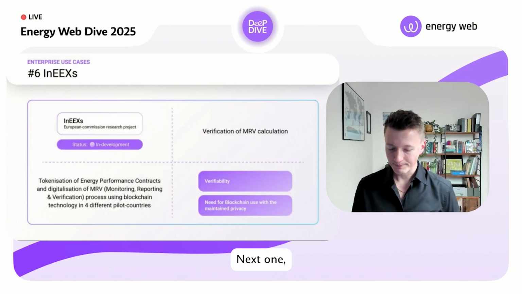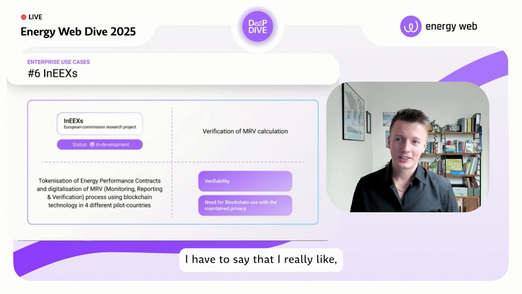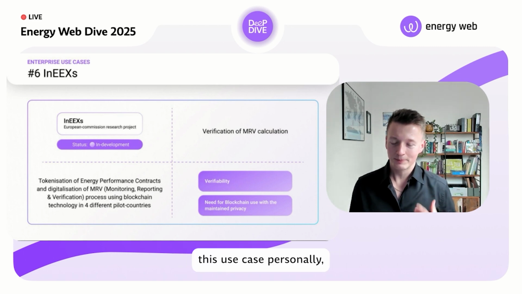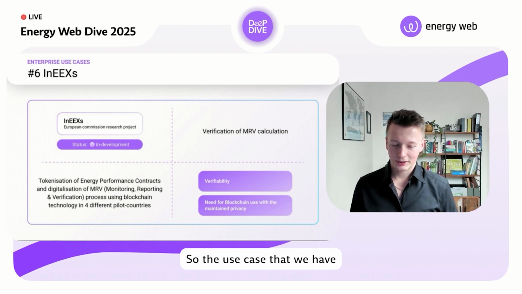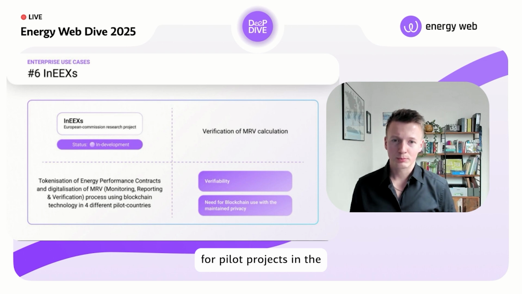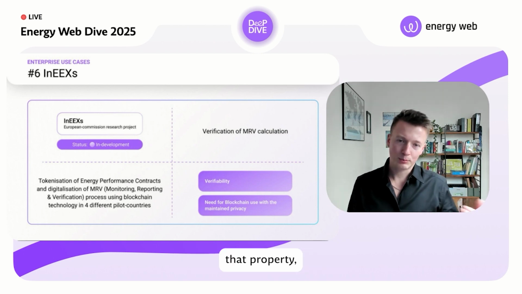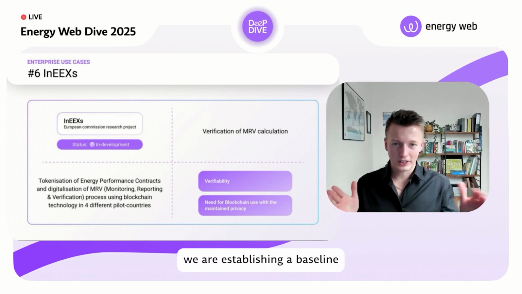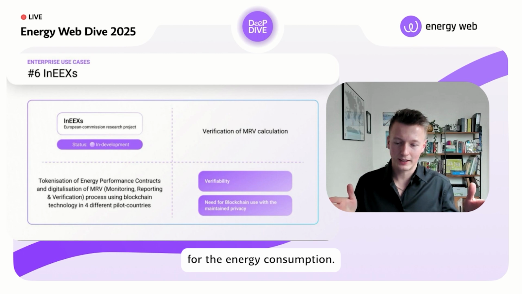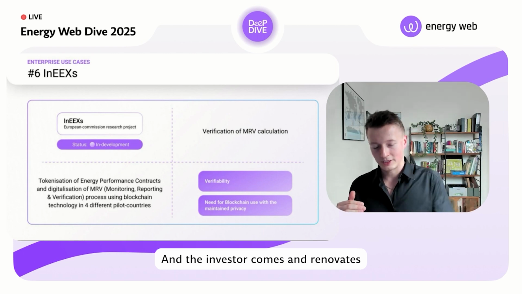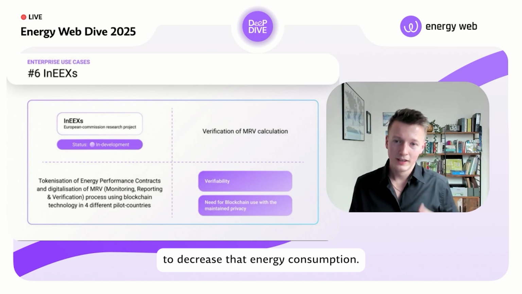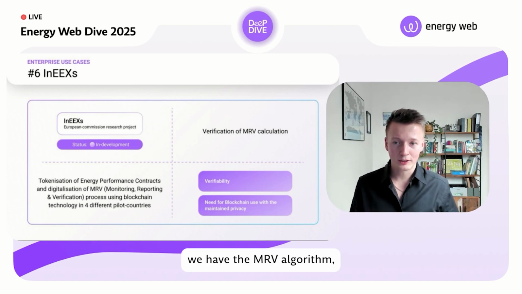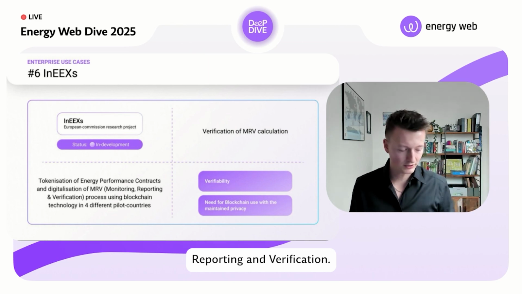Next one, In-Excess. I have to say that I really like this use case personally, as it's easily relatable. So the use case is that we have four pilot projects in four different countries where we are taking a property. For that property, we are establishing a baseline for the energy consumption, and the investor comes and renovates this property with the goal to decrease that energy consumption. And later on, we have the MRV algorithm, which stands for monitoring, reporting, and verification.